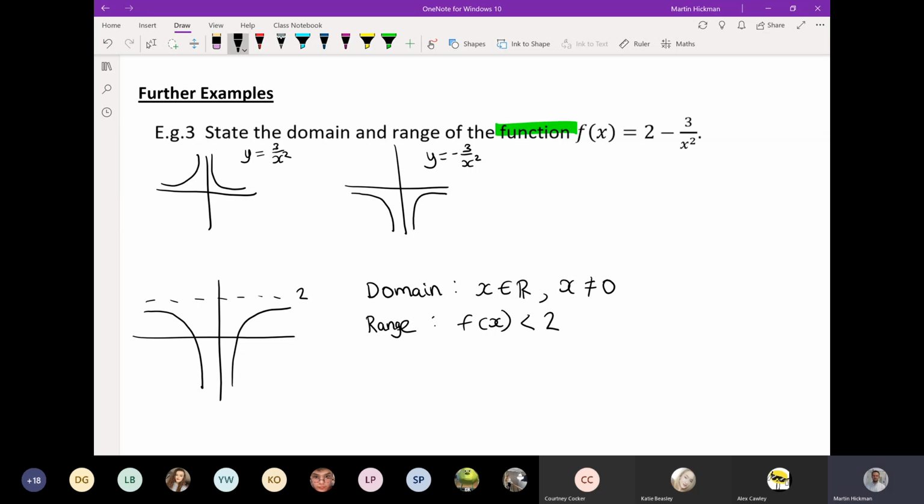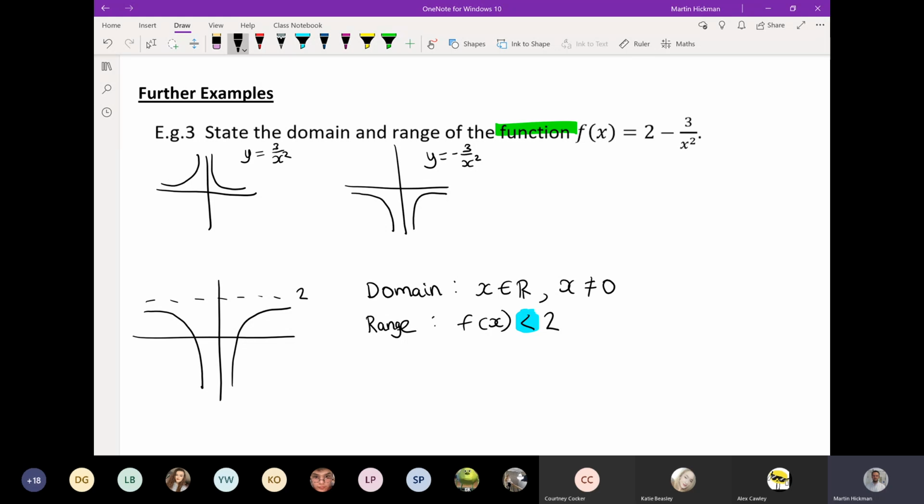If you look at the sketch there, you can see you've got an asymptote there where y equals 2. Now remember, this graph will never quite touch that asymptote. It'll get very close to it, but it'll never quite touch it, which is why I need to make sure I've got the less than sign there. Okay, that is really important.